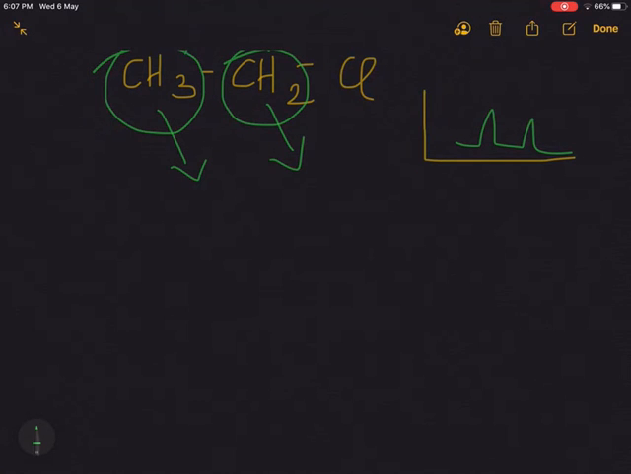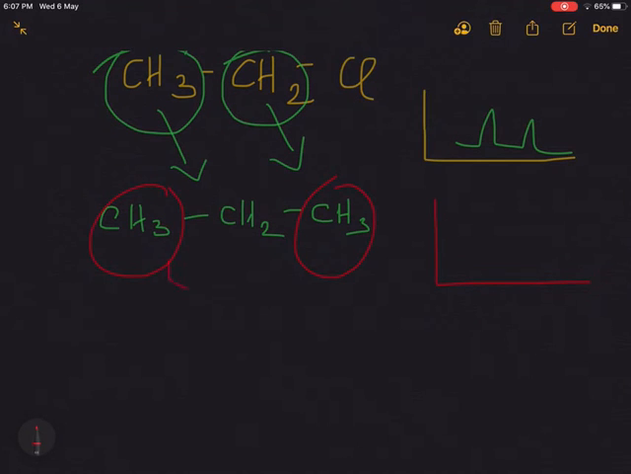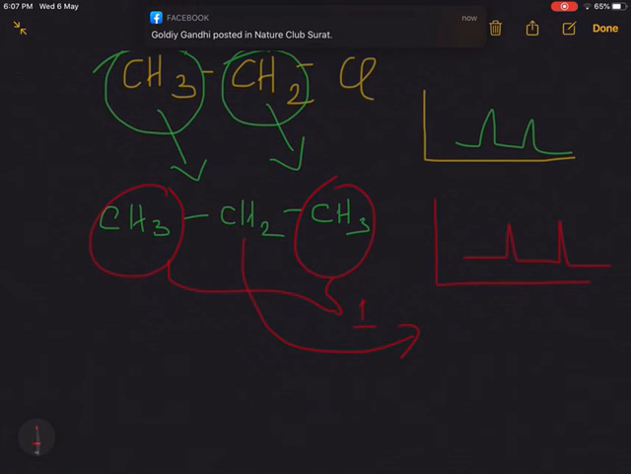Similarly, let's see another example. CH3CH2CH3. For this compound, how many different sets of protons are there? This CH3 is equivalent to this CH3. So corresponding to these two CH3 groups, we get only 1 peak, and CH2 is different, therefore another peak is obtained. Therefore, there are 2 peaks in the NMR spectra of this compound, that is propane. So from the number of peaks in the NMR spectra, we can predict the number of different sets of protons present in a compound.